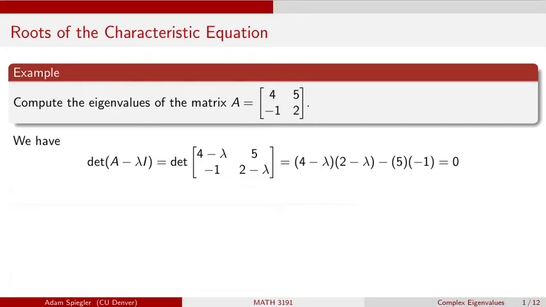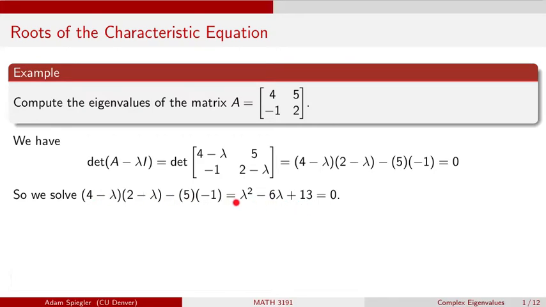Calculating the determinant of this 2 by 2 matrix, we take the product of the diagonal entries, which is 4 minus lambda times the quantity 2 minus lambda, minus the product of the off-diagonal entries, which in this case would be 5 times minus 1. We set that equal to 0 and try to solve the characteristic equation. We can group our terms together. When we want to solve a quadratic, it's often useful to put it in standard form. We need to solve the quadratic equation lambda squared minus 6 lambda plus 13 equals 0.